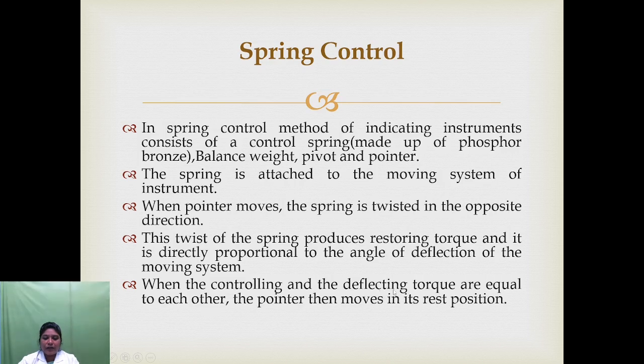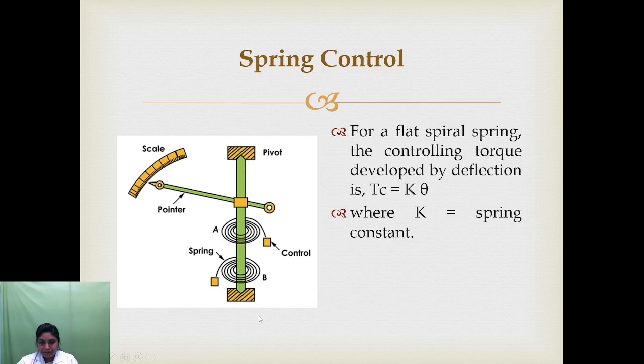When the controlling and deflecting torques are equal to each other, the pointer comes to rest at a particular definite position. In this way the spring is adjusted. So this is spring control. If you see this diagram, we are using two hair springs attached to the moving system, which exert the controlling torque. The spring should meet the following properties: it should be non-magnetic, free from mechanical stress, have low resistance, and have a low temperature coefficient.